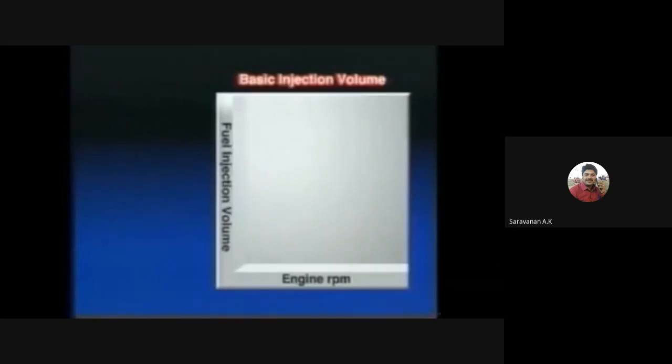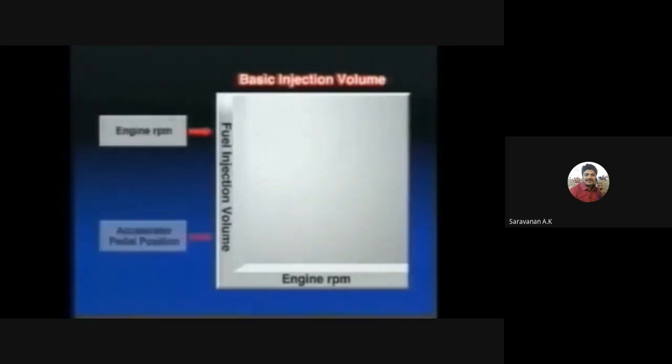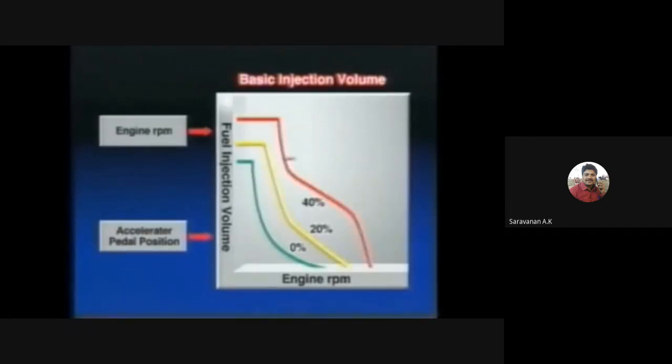The basic injection volume is calculated from the engine RPM signal and the accelerator pedal position signal. From these two signals, the injection volume that is required by the driver is calculated.